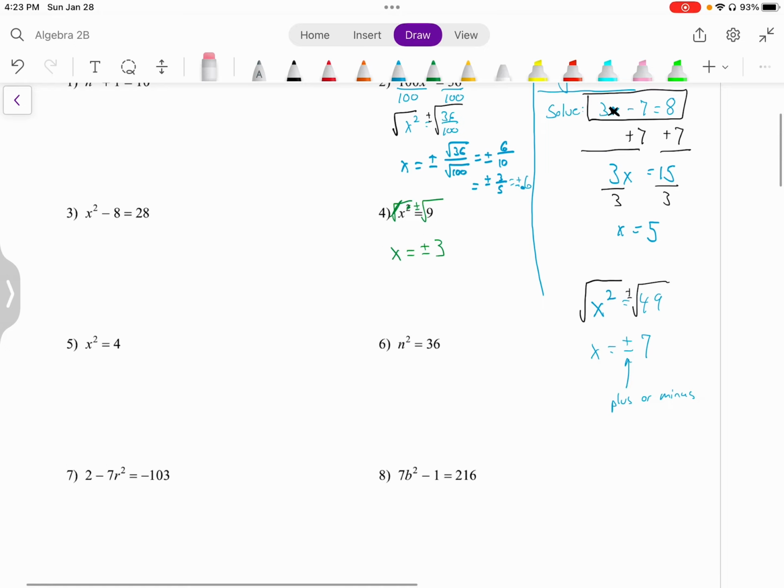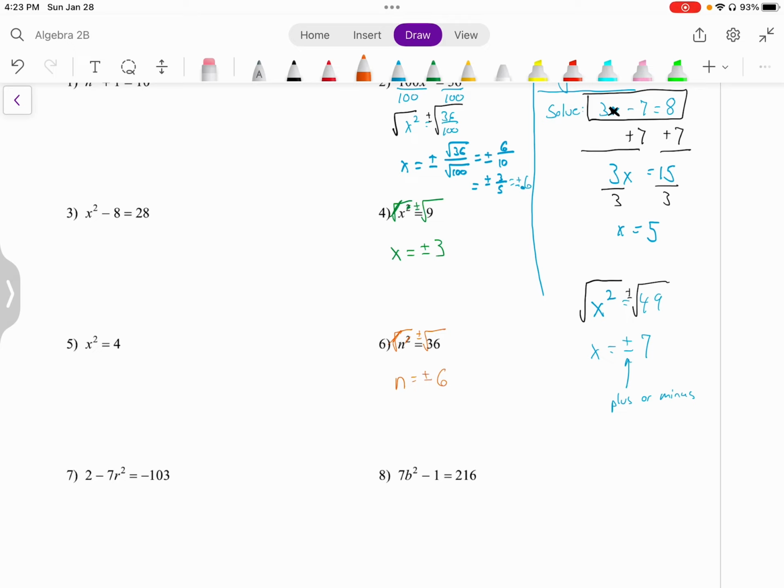Number 6 is basically the same question. It's just n squared equals 36. There's nothing to add or subtract first, so we can take the square root of both sides, remembering to put plus or minus. On the left side, the square root and squared cancel, and we're left with n. On the right side, we have this plus or minus, and we think, what is the square root of 36? And the square root of 36 is 6.